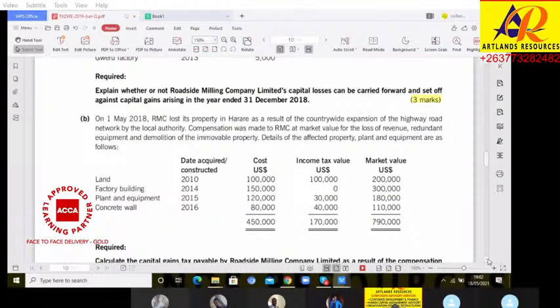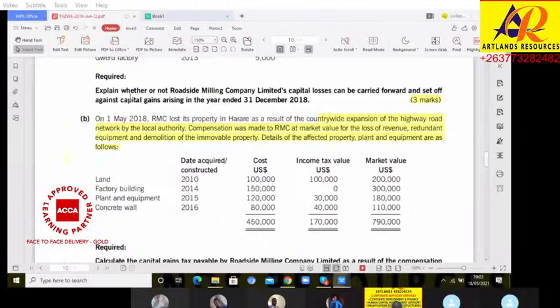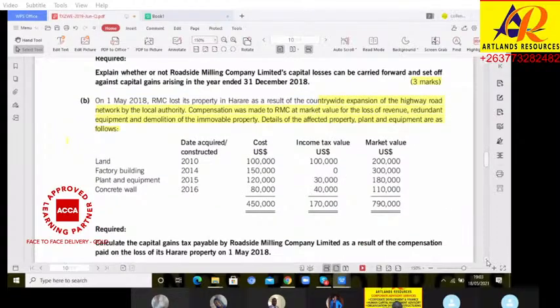Then on 1 May 2018, MRC lost its property in Harare as a result of countrywide expansion of the highway road network by the local authority. Compensation was made to MRC at market value for the loss of revenue, redundant equipment, and demolition of the immovable property. Details of the affected property, plant, and equipment are as follows.